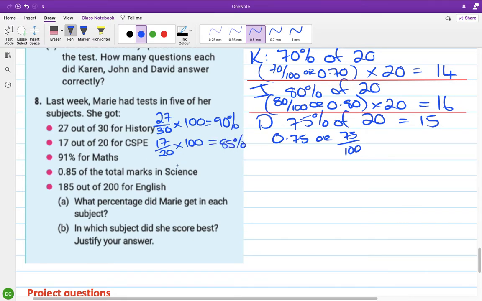Maths was 91, so that's done. Here, we have it as a decimal. Doesn't matter, you still multiply by 100. So 0.85 multiplied by 100 is 85%. And here again, we have the 185 out of 200. So you make your fraction and then times it by 100 to get a percentage. So 185 divided by 200 multiplied by 100 is 92.5%.